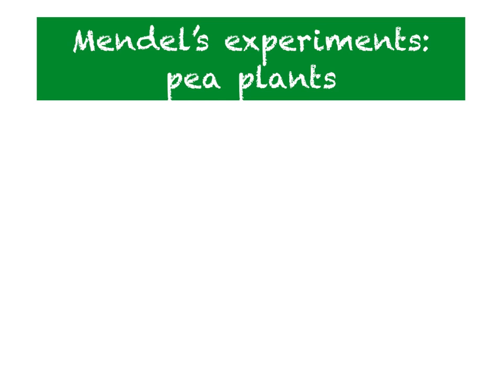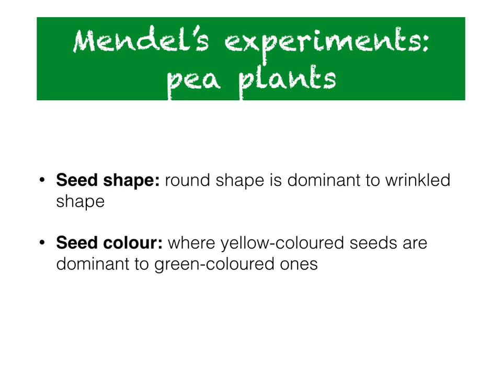So Mendel's experiments involved pea plants. We're going to look at how two characters determined by two genes located on different chromosomes are inherited. This is dihybrid inheritance. Gregor Mendel investigated the inheritance of two characters of pea plants at the same time. These were the seed shape and the seed color. So he looked at the round shape, which is dominant, compared to the wrinkled shape. And then he also looked at the yellow colored seeds, which are dominant, to green colored seeds.